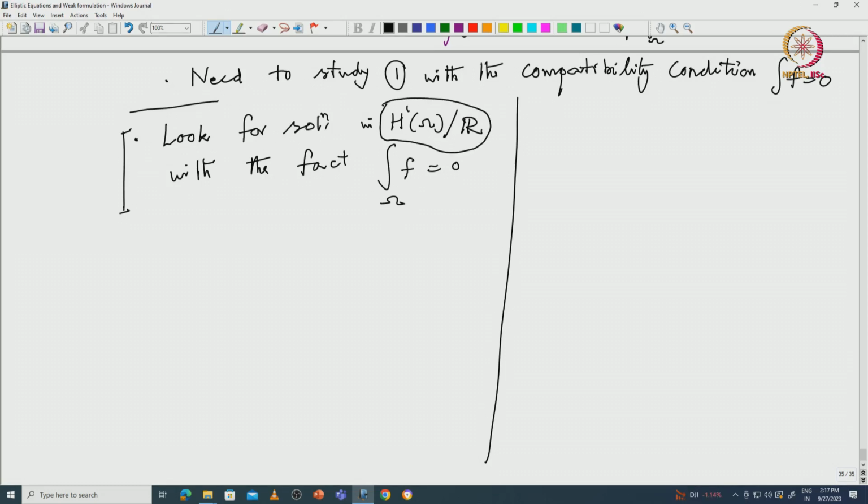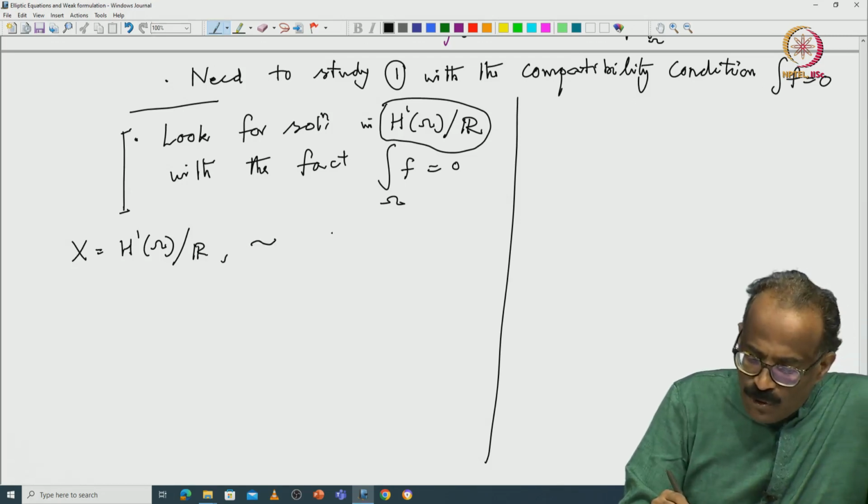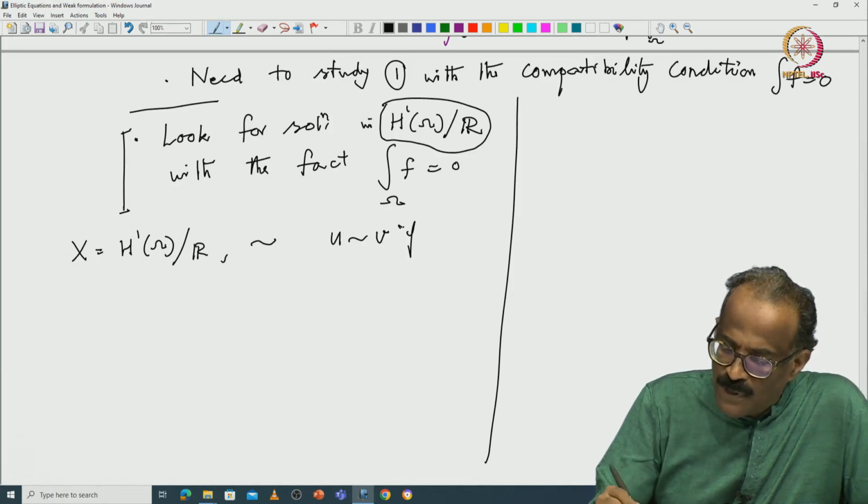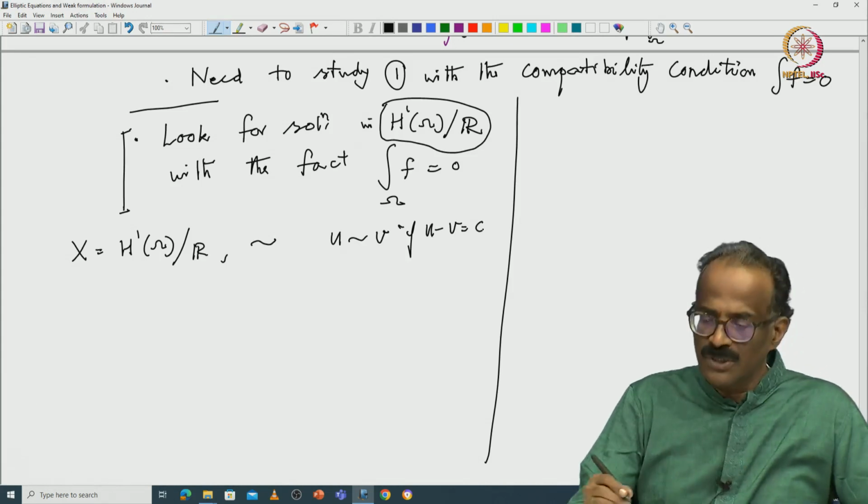In this space, uniqueness is equivalent to saying the solutions are defined up to an additive constant. So, how do you define this space? This is done again, I am repeating once more. You define an equivalence relation that u is equivalent to v if u minus v is a constant.